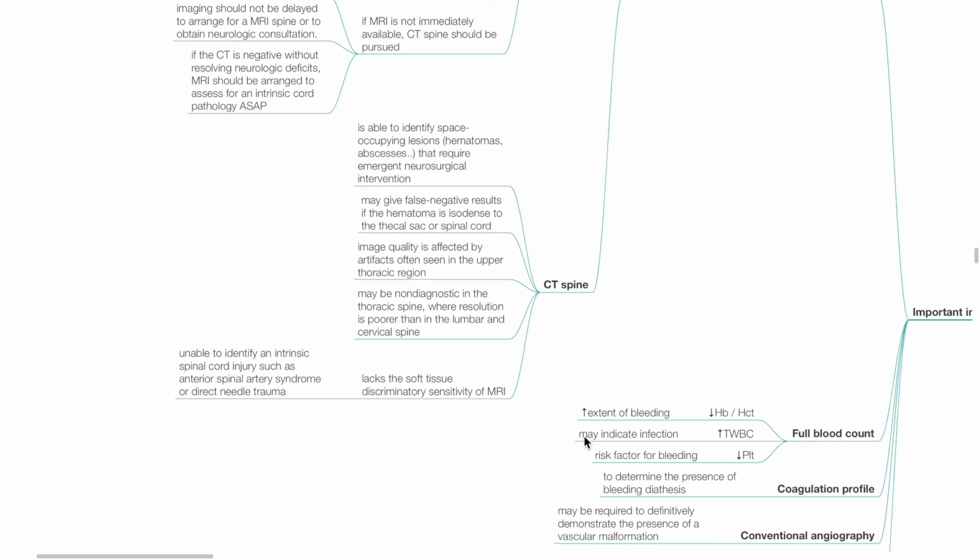Image quality is affected by artifacts often seen in the upper thoracic region. CT spine may be non-diagnostic in the thoracic spine, where resolution is poorer than in the lumbar or cervical spine. CT spine lacks the soft tissue discriminatory sensitivity of MRI and is unable to identify an intrinsic spinal cord injury, such as anterior spinal artery syndrome or due to direct needle trauma.